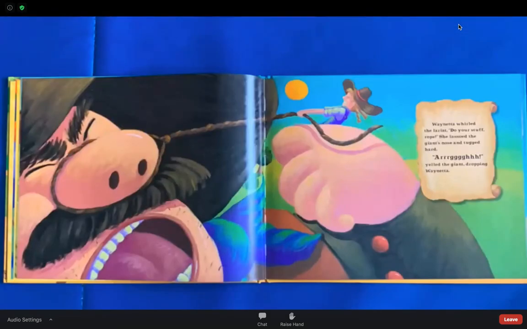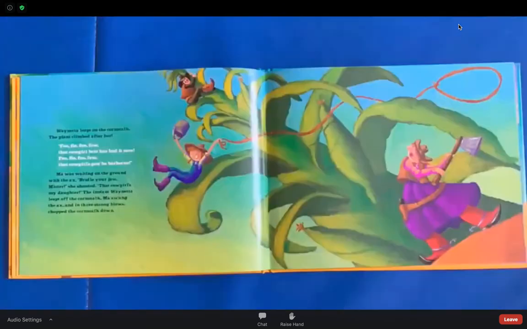Whenetta whirled the lariat. "Do your stuff, rope!" She lassoed the giant's nose and tugged real hard. "Arr!" yelled the giant, dropping Whenetta. Whenetta leaped on the cornstalk. The giant climbed after her.